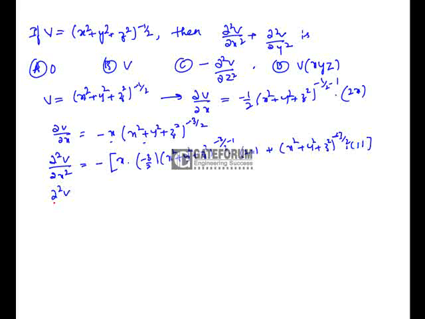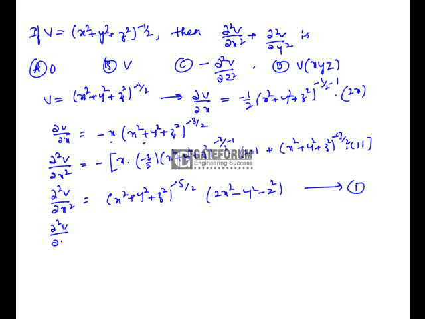If we simplify, dou square v by dou x square will be (x square plus y square plus z square) whole power minus 5 by 2 into (2x square minus y square minus z square). Let it be equation 1. Now similarly, if we differentiate the given function with respect to y partially twice, then the expression will be (x square plus y square plus z square) whole power minus 5 by 2. Instead of 2x square, this will become 2y square minus x square minus z square.